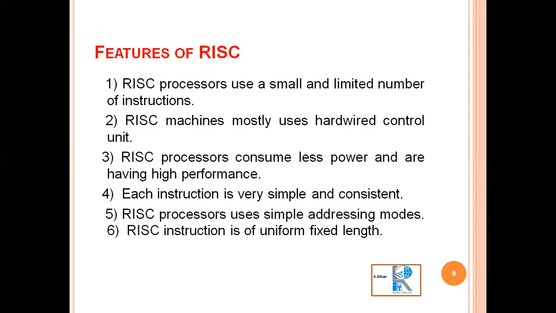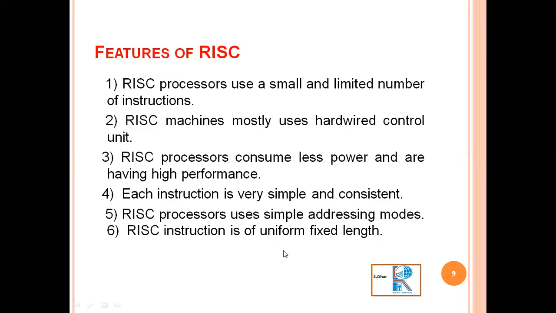Each instruction is very simple and consistent. Consistent means the length of the instructions is almost the same in case of RISC, whereas in case of CISC it may vary. But in RISC, the instructions are very simple and consistent. Clear? RISC uses a simple addressing mode. There is no complexity in the addressing mode. You can easily find out the addressing mode from the instruction. And the instruction is of uniform fixed length.